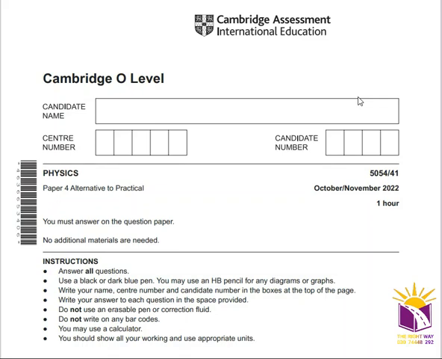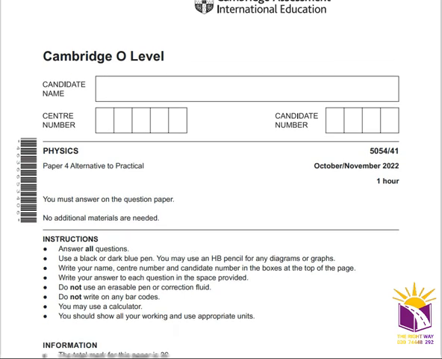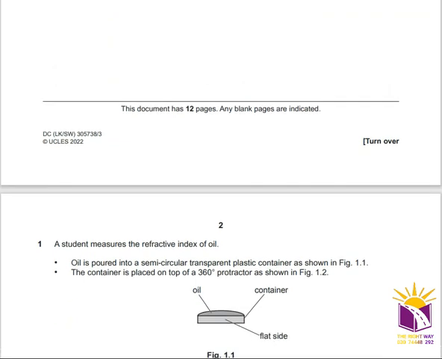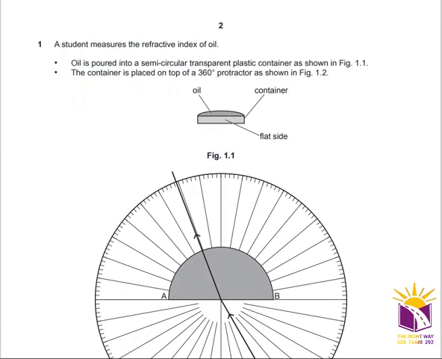Today we are going to solve Cambridge O Level paper ATP 5054, October/November 2022, Paper 4, Variant 1. Question number 1. A student measures the refractive index of oil.